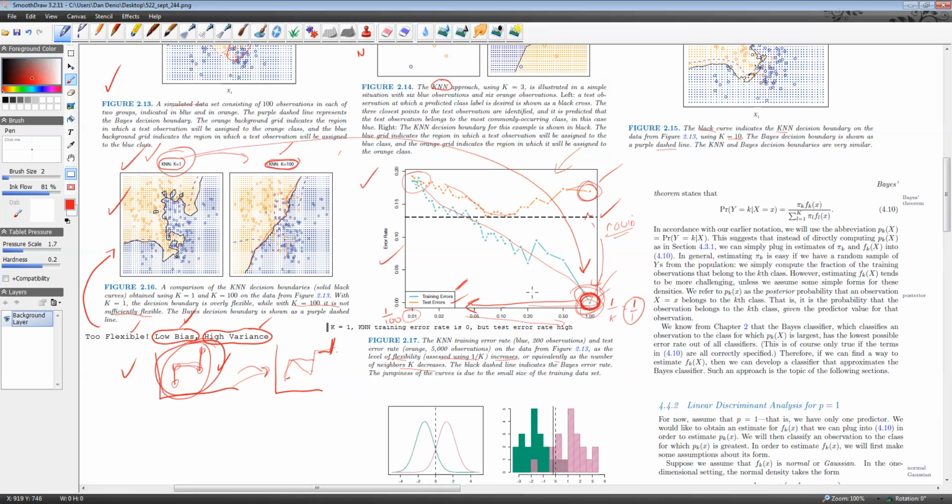Let's move to a different method. So what we've just studied is that KNN approach. Now we're back to where we left off last time when we were talking about logistic regression. So we talked about logistic regression, then we stopped, and now we're moving into linear discriminant analysis.